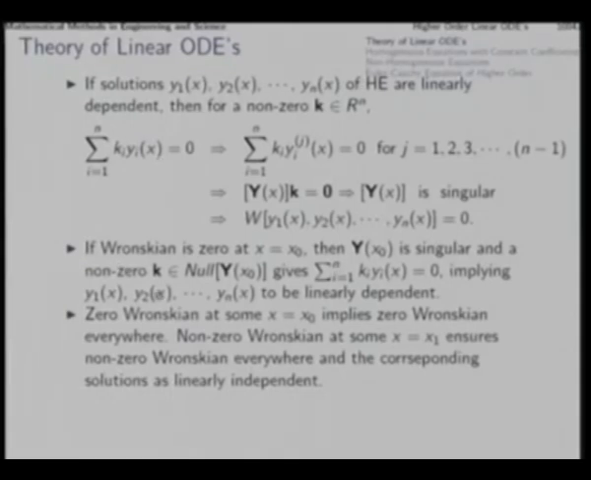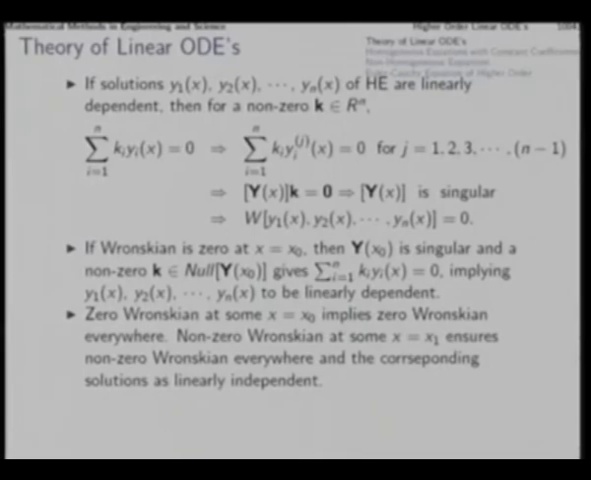Now, together they also mean that 0 Wronskian at some point x0 will immediately imply 0 Wronskian everywhere, because 0 Wronskian at some point will mean that the solutions are linearly dependent, which in turn will mean that the Wronskian is 0 everywhere. And that will again mean that non-zero Wronskian at some point will ensure non-zero Wronskian everywhere, and the corresponding solutions are linearly independent.